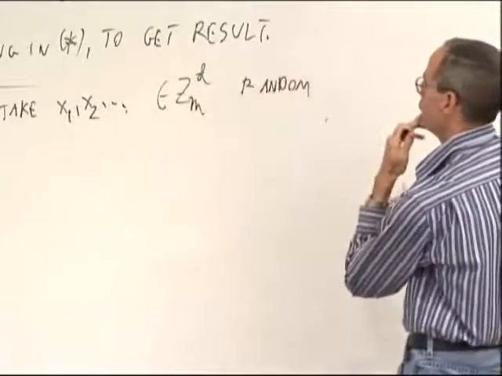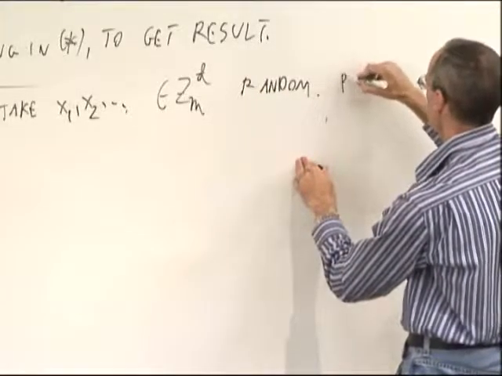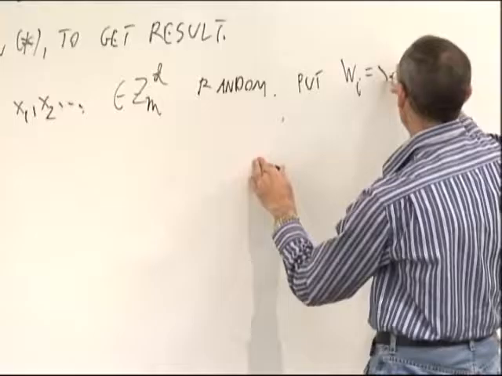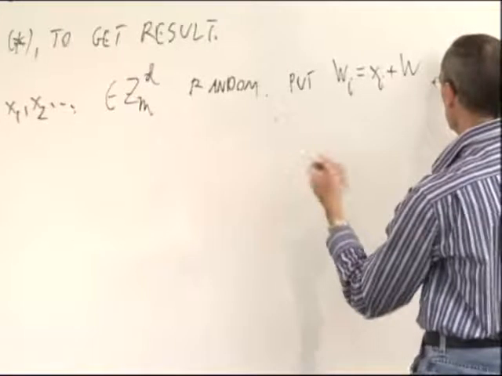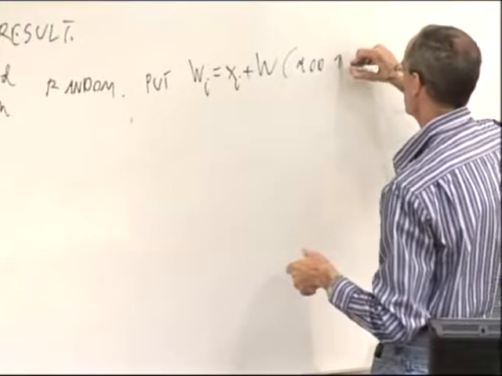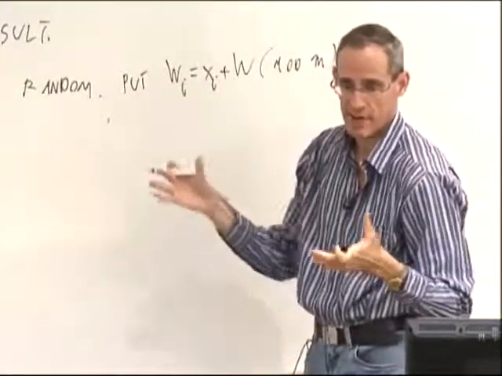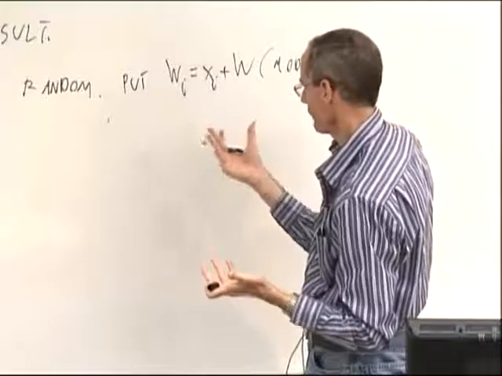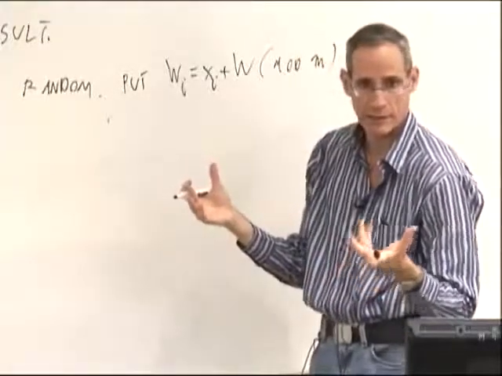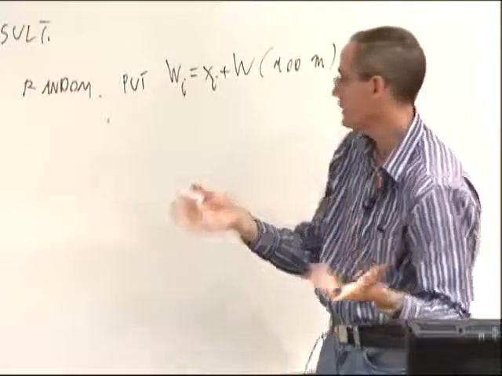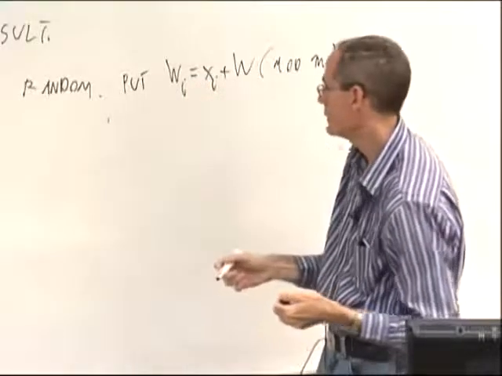Now we have the W from before. Put Wi to be xi plus W. Everything is in the torus, so I'll write here mod m in each coordinate. So we take a random shift of this. This graph of the torus is vertex transitive. If W didn't contain a non-trivial cycle, none of these will contain a non-trivial cycle.